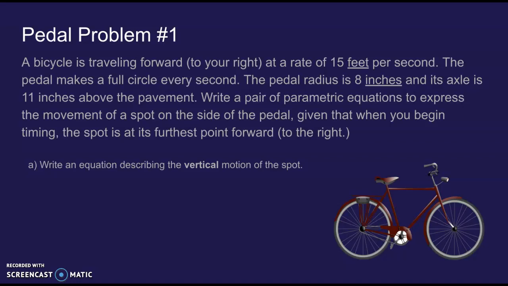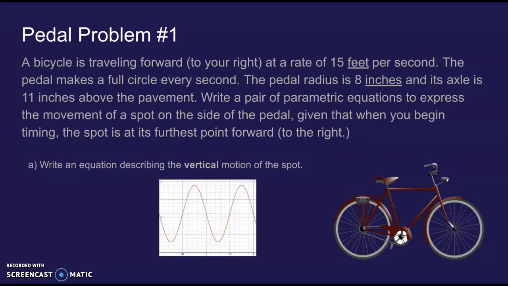So if I'm interested in the vertical motion, well, I've got a vertical shift of 11 inches, that's the axle. My amplitude is 8 inches because it travels up and down 8 inches above and below that middle position. And then I just need to consider the period. So here's a picture of what it would look like. Starts in the middle, goes down, goes back up.